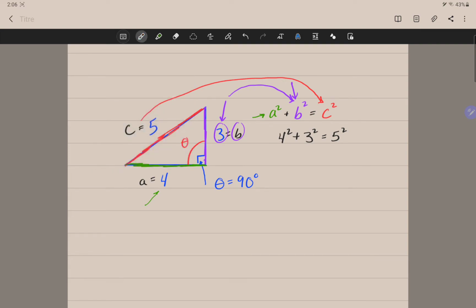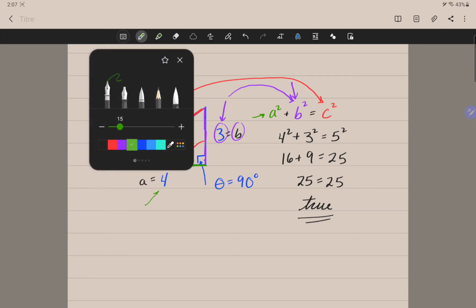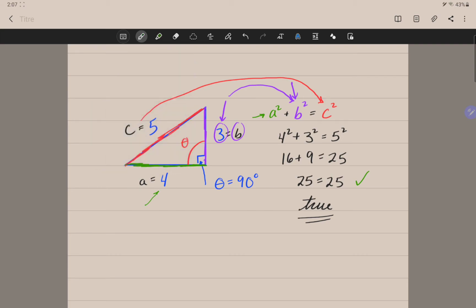So you can get your calculators out, or you can do it in your head, whichever is easiest for you. We know that 4 squared means 4 times 4. So 4 times 4 equals 16, plus 3 squared. Well, 3 squared is 3 times 3, and 3 times 3 equals 9. And 5 squared is 5 times 5, and that equals 25. And now what's 16 plus 9? Well, you do that out, and you find that that is 25, and equals 25. So this is true. When this is true, we can give it a little check mark, and we know that we do have a right triangle and that we've done the math correctly.